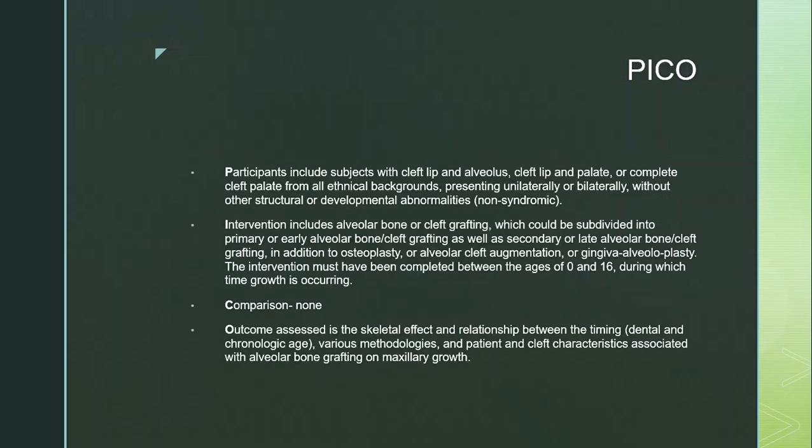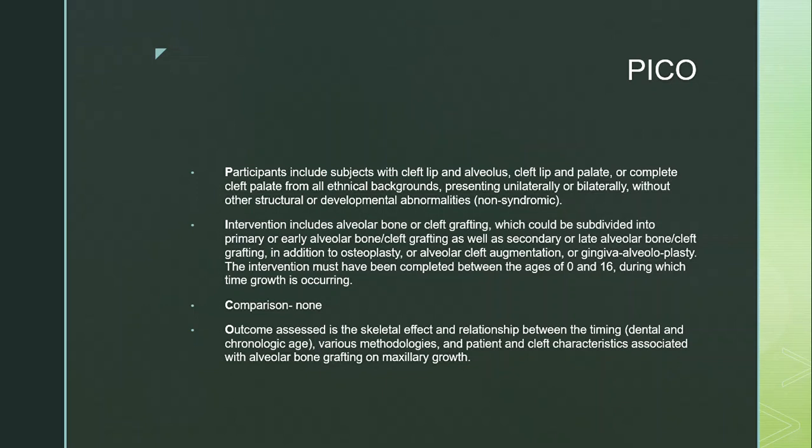So our PICO is, for participants, subjects with cleft lip and alveolus, cleft lip and palate, or complete cleft palate from all ethnic backgrounds, presenting unilaterally or bilaterally without other structural or developmental abnormalities.